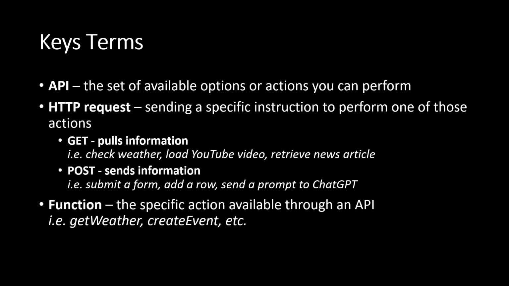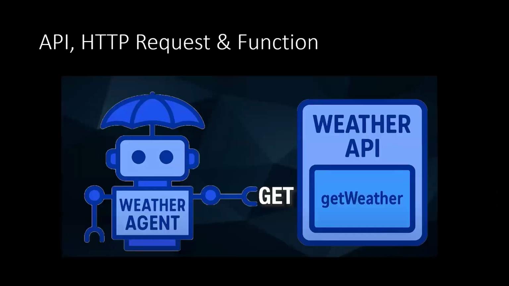So, okay, key terms: HTTP. This is how they call these APIs. You have a weather agent and it will do some GET HTTP request. It will go to the weather API. It will call the method get weather. It will give the response back in the JSON format.